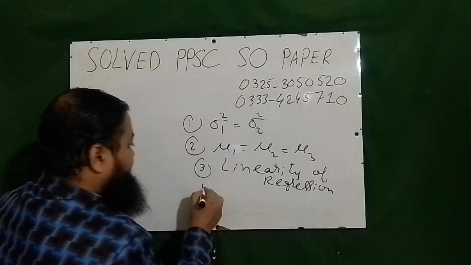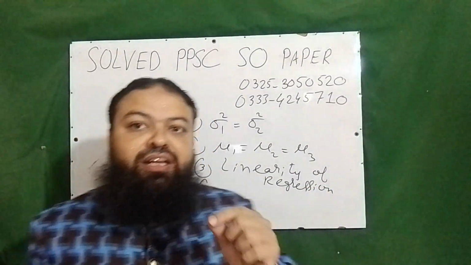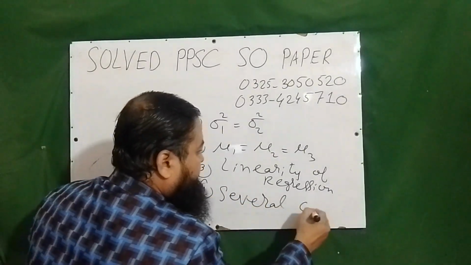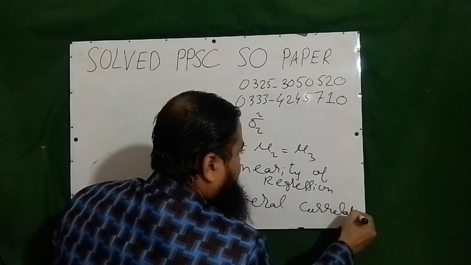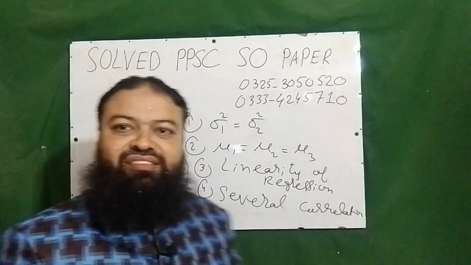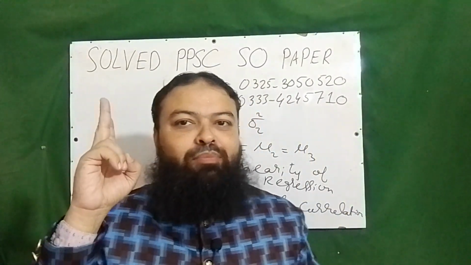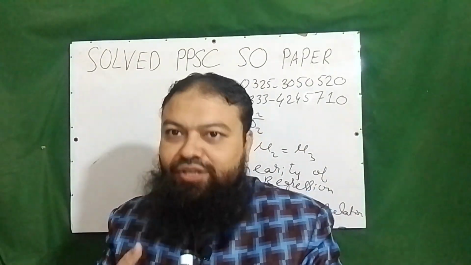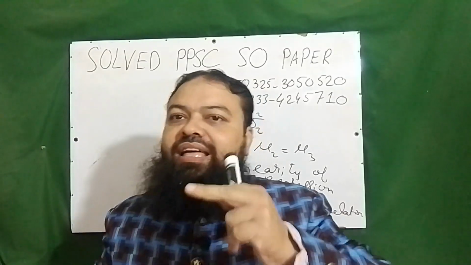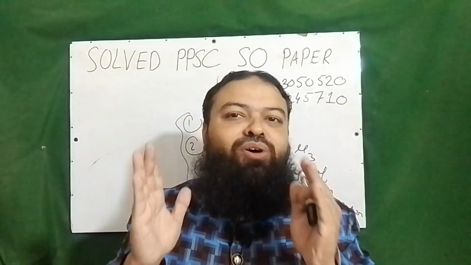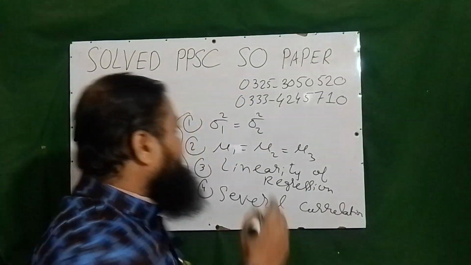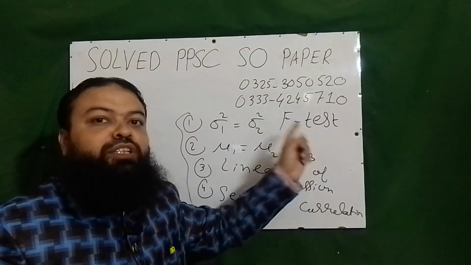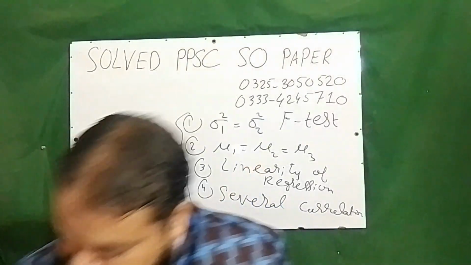if you want to test several correlation coefficients, in all these cases, whenever you want to test two population variances, three or more than three population means, linearity of the regression model and several correlation coefficients, in all these cases you use F test, a very, very important one, which is the ratio of the two population variances.